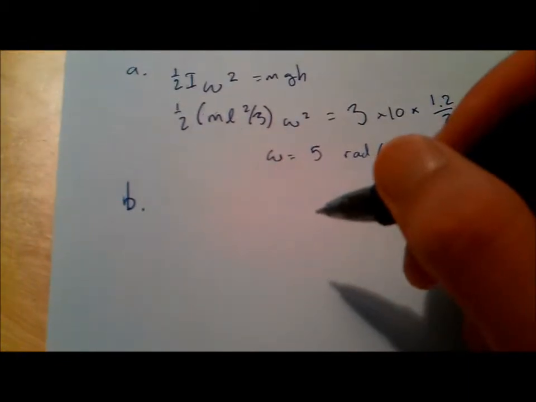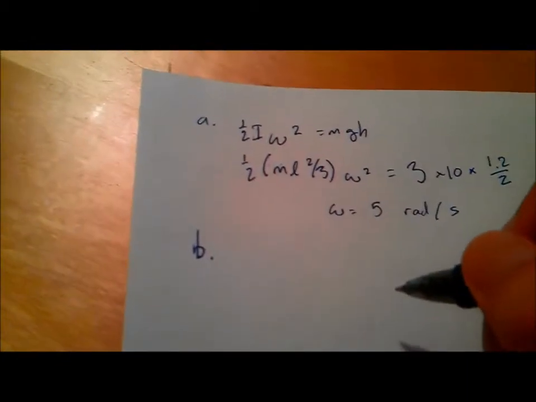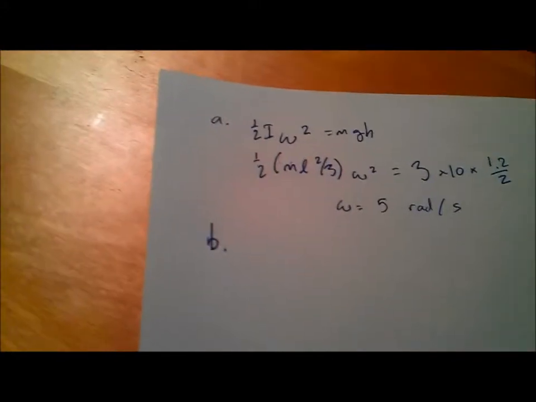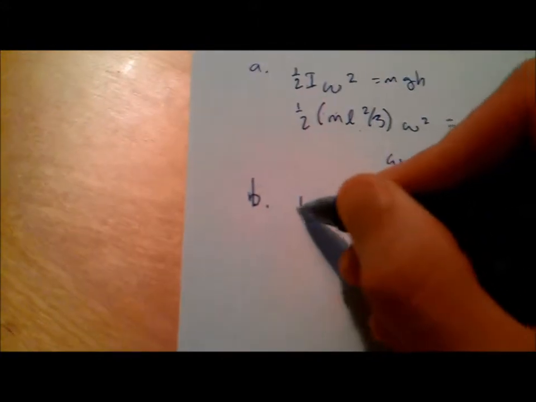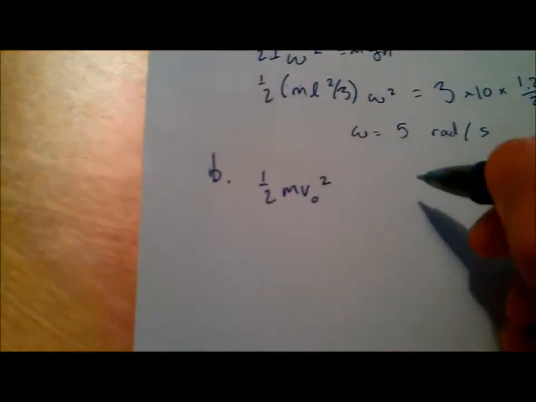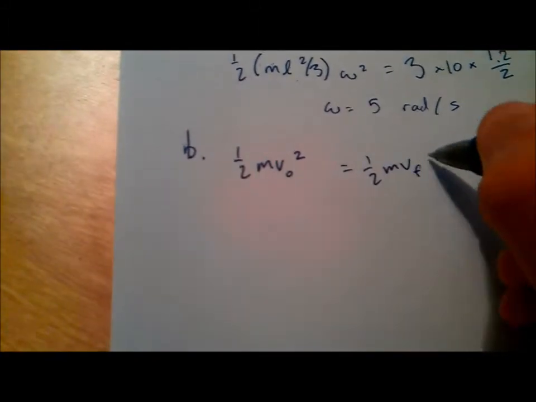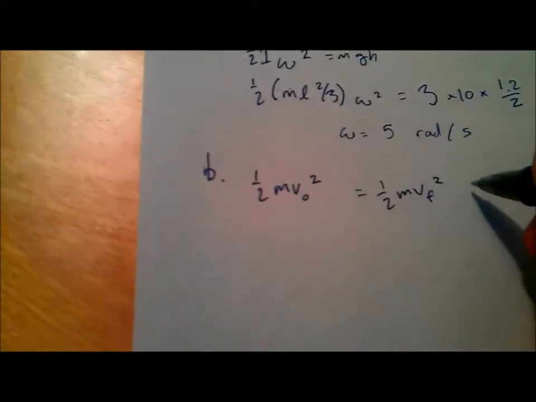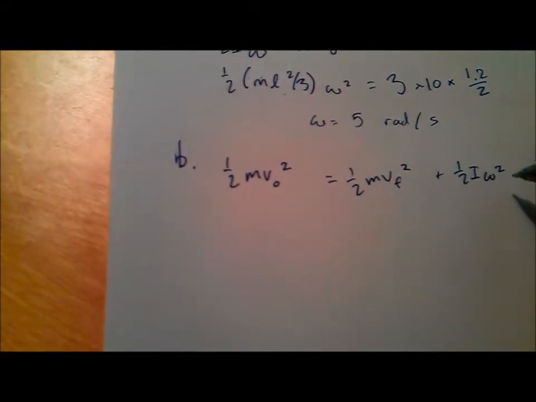It asks us to determine the speed v of the 1 kilogram object immediately after the collision. So, once again, conservation of energy. So, before the collision, it's going to be 1/2 m v0 squared. After it, 1/2 m vf squared plus the kinetic energy given to the rod.